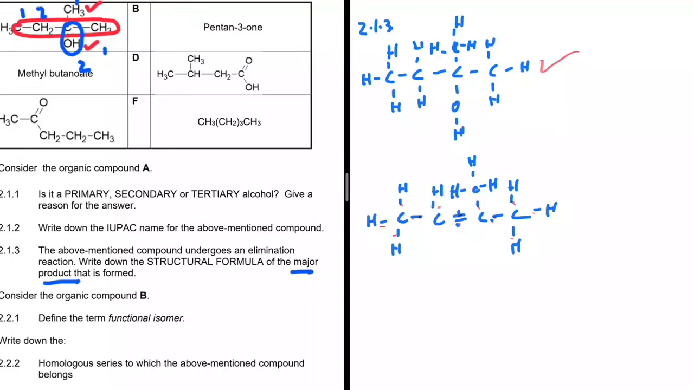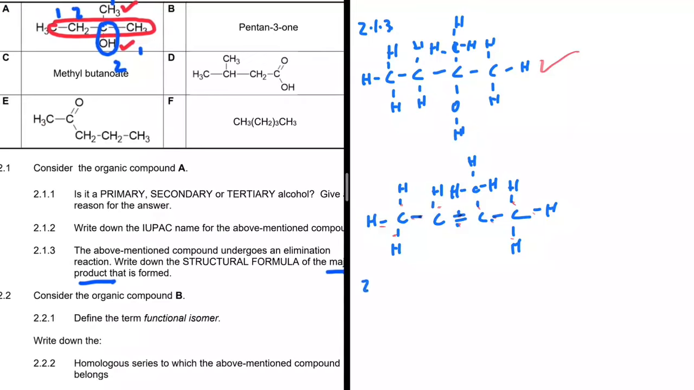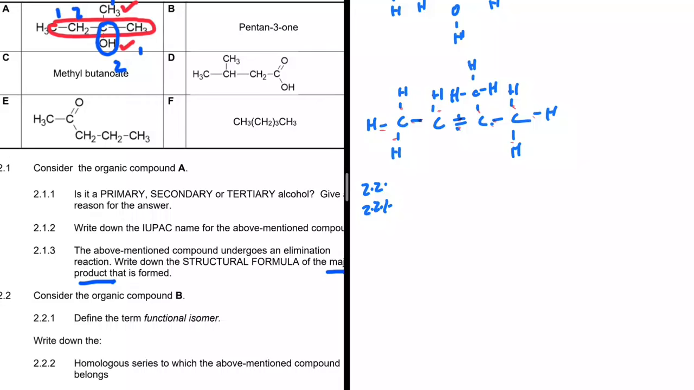All right, let's move to the question that follows. 2.2.1. Consider the organic compound B. Define the term functional isomer. Compound B is pentan-3-one, so that is a ketone. But the question wants us to define the term functional isomer, so let's do that. Functional isomers are organic compounds with the same molecular formula but different functional groups.